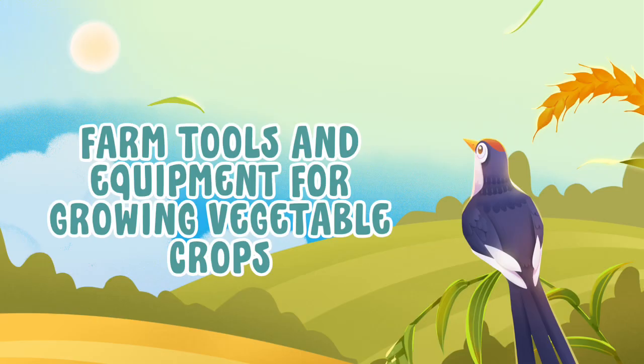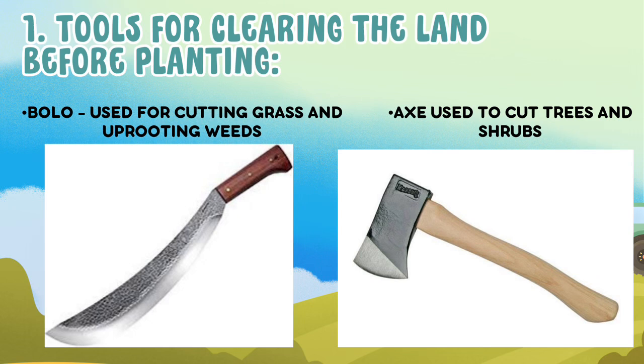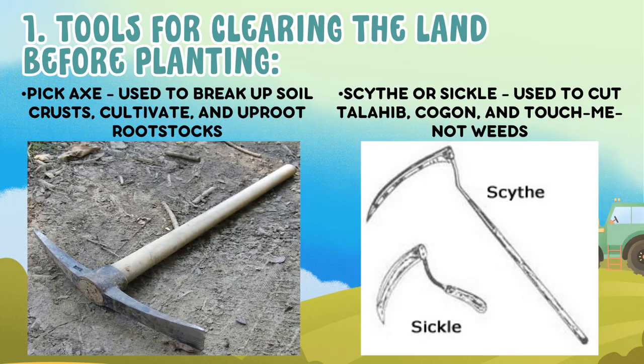Farm tools and equipment for growing vegetable crops. Tools for clearing the land before planting. First, we have bolo, used for cutting grass and uprooting weeds. Next is axe, used to cut trees and shrubs. Next is pickaxe, used to break up soil crusts, cultivate, and uproot rootstocks. Next is scythe or sickle, used to cut talahib, cogon, and touch-me-not weeds.